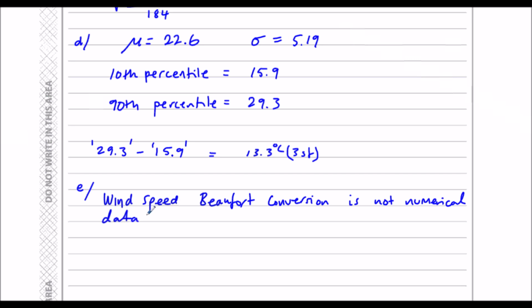With the normal distribution, and of the other ones, which ones are not normally distributed? Rainfall is the obvious one because there are lots of zeros, so it's not normally distributed. So rainfall has lots of zeros, therefore it is not a normal distribution.